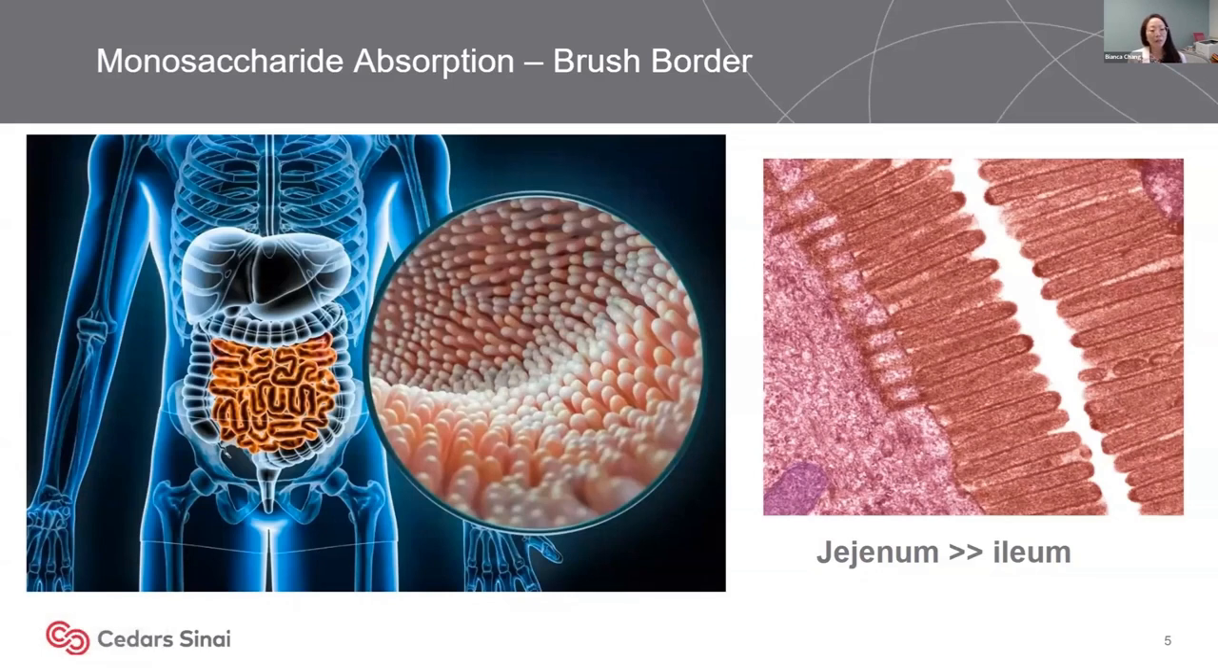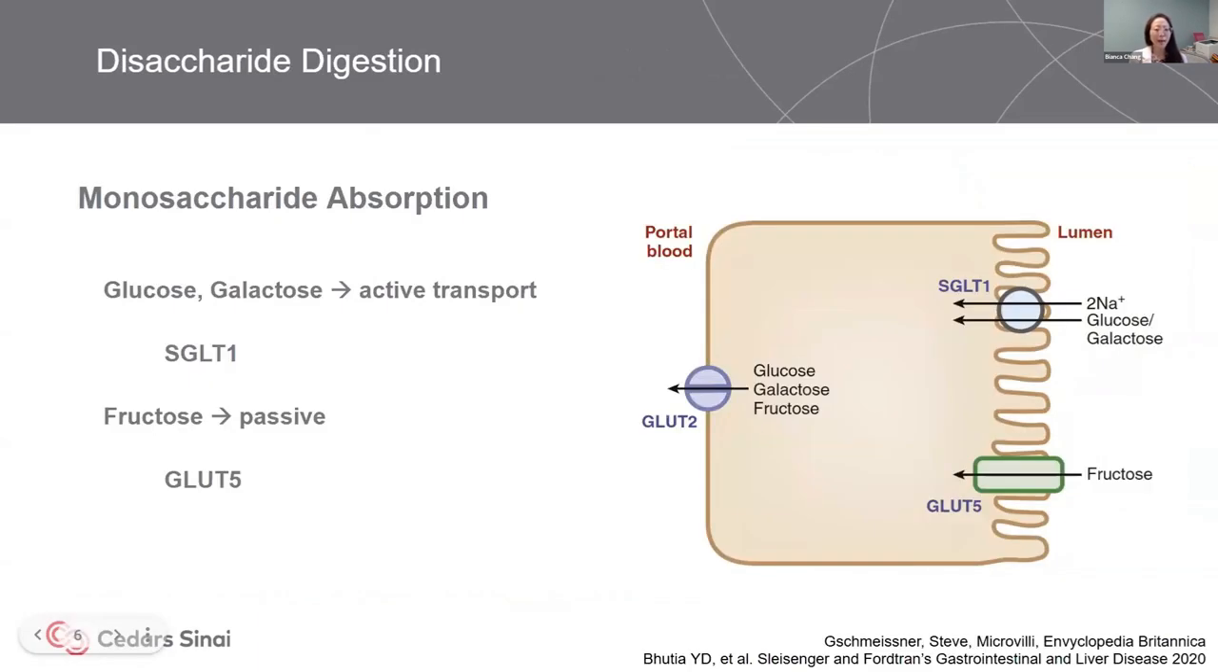The three parts of the small intestine are the duodenum, which is the first part, the jejunum, which is the second part, and the ileum, which is the very last part. The enzyme concentration and the absorption is highest in the jejunum, and then the ileum, and then the duodenum. So this is a schematic just detailing what's actually happening at the brush border once these disaccharides are broken down into those basic building blocks.